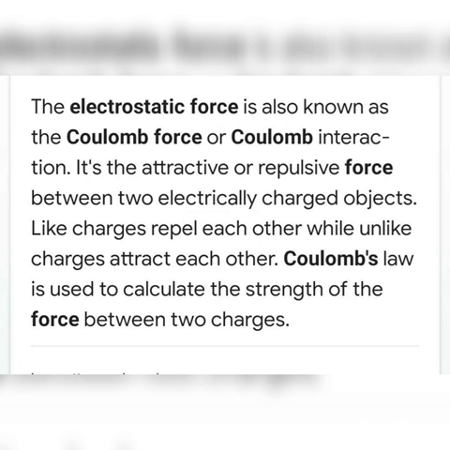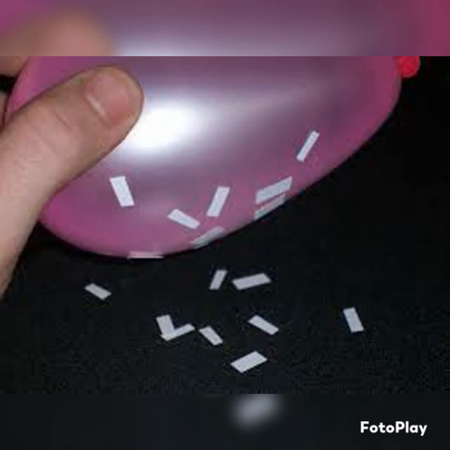Electrostatic force. The electrostatic force is also known as the Coulomb force or Coulomb interaction. It's the attractive or repulsive force between two electrically charged objects. Like charges repel each other, while unlike charges will attract each other. Example is rubbing a balloon on hair and letting it attract paper, for it is static electricity.